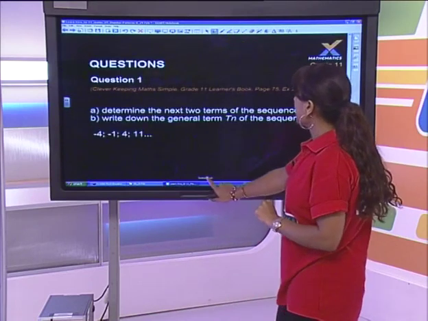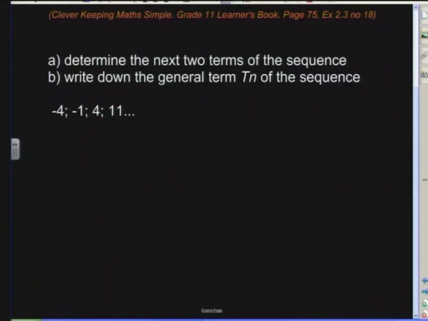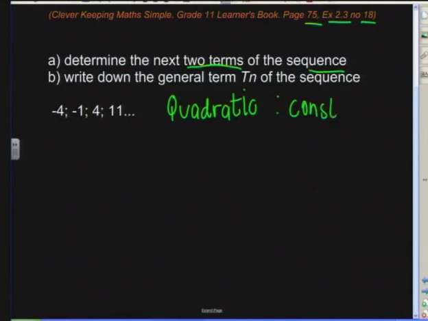And this comes from Clever Keeping Maths Simple, grade 11 learner's book, page 75, exercise 2.3, number 18. First question: determine the next 2 terms of the sequence. The sequence they've given us is just a list of numbers. We don't know if it's quadratic. How do we determine if it's quadratic? Hopefully I've drilled it into everyone's head so many times now that it's just become, oh, what a boring question. It's quadratic if you have a constant second difference. So if you've got your list of numbers, you want to tell if it's quadratic, we need to find the second difference.